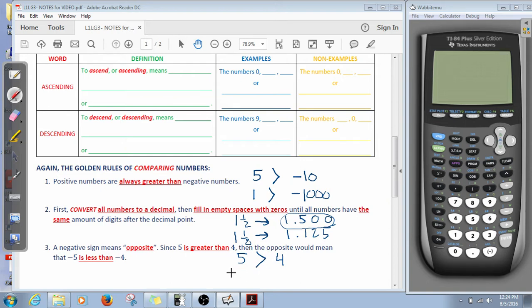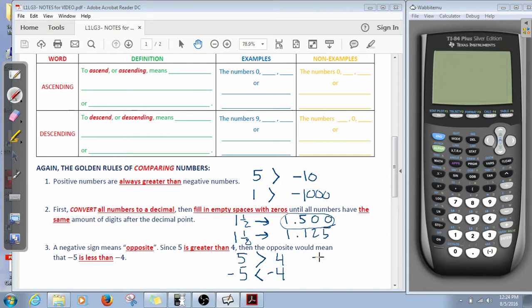But if we're talking about negatives, now all of a sudden we're talking about the opposite of that. So all I have to do is ask myself, if they were both positive, like 5 and 4, which one's bigger? Well, $5 is more than $4. So now that they're negative, it's the opposite. The negative 4 is actually bigger. You can see that on a number line too.